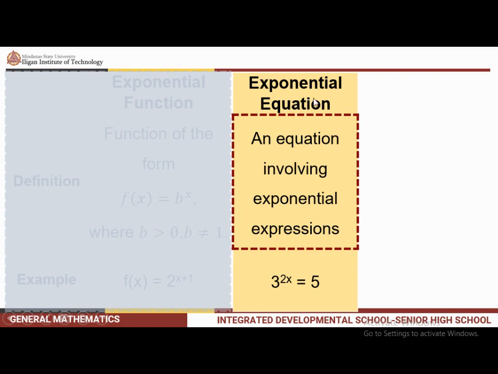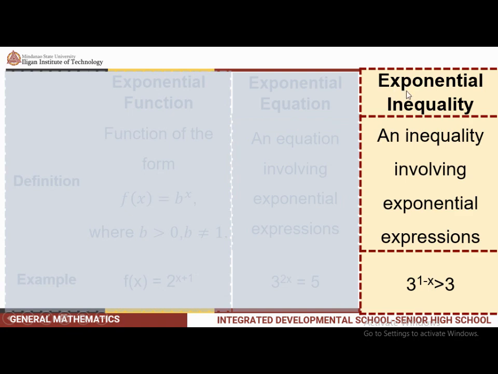Now let's proceed to exponential equation. It is an equation involving exponential expressions. So we have here an exponential expression and it uses an equal sign. Therefore, this is considered an exponential equation.